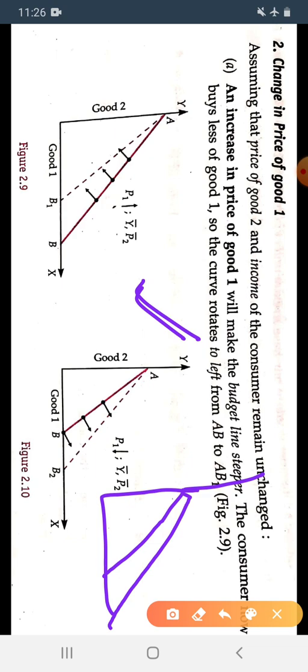The second condition is, assuming the price of good 2 and the income of the consumer remain unchanged, a decrease in the price of good 1. So when there is a decrease in the price of good 1, the curve becomes flatter. The price of good 1 is decreasing, so the consumer will purchase more of good 1, and the curve will shift to the rightward. It's all about the change in the price of good 1.